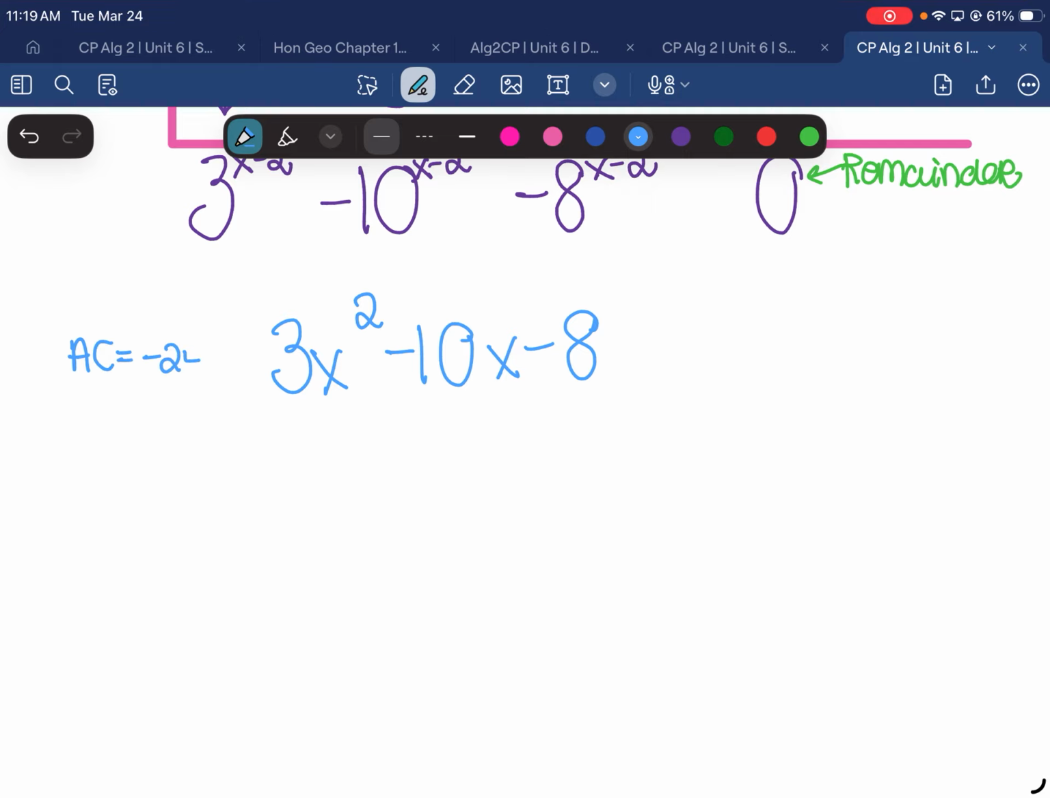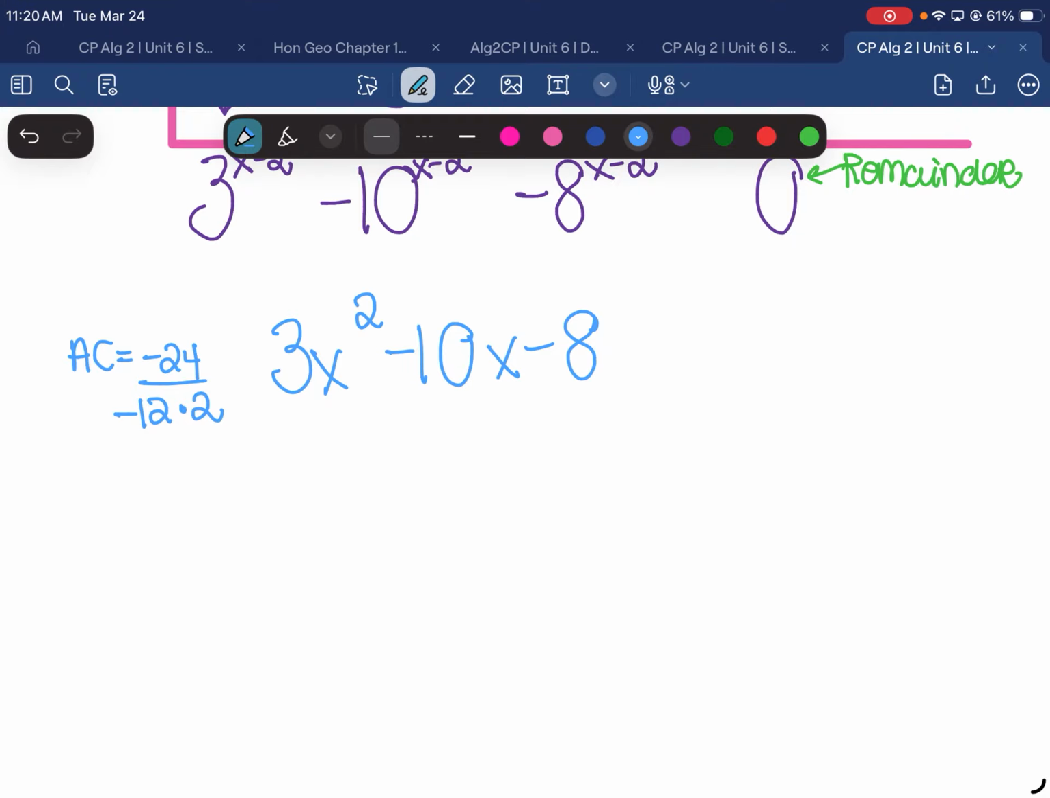So A times C gets you negative 24. What are your factors of negative 24 that add to get you a negative 10? What multiplies to get you negative 24 but adds to get you a negative 10? Think about it. Savannah? Negative 12 and 2. Yes. I agree with 6 and 4, but they both would need to be negative, which would make this a positive, right? Yeah. So if you added them both negative, it would get you negative 10, but not the correct sign of the 24.